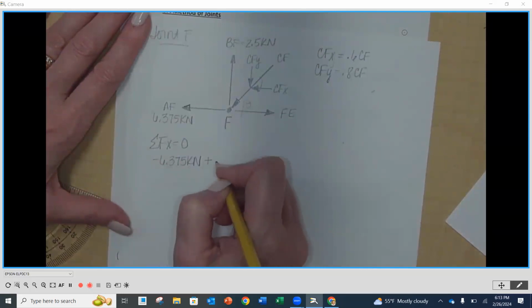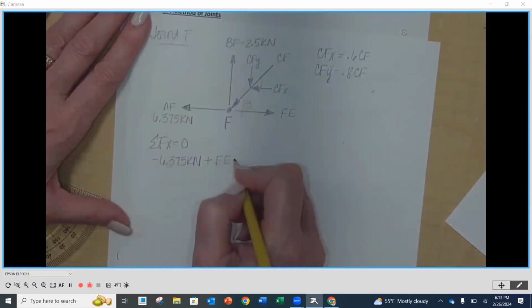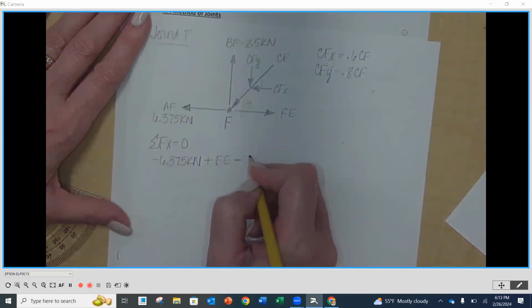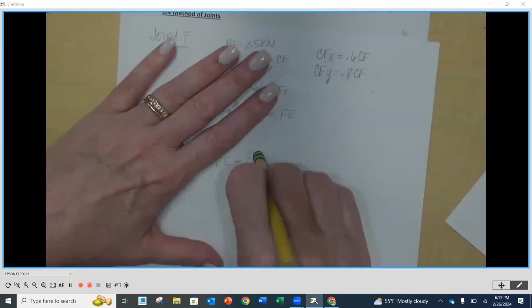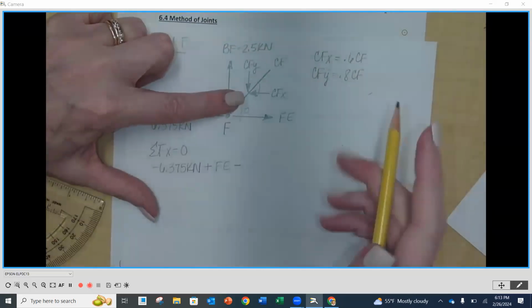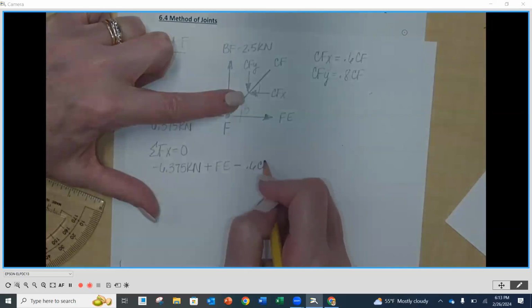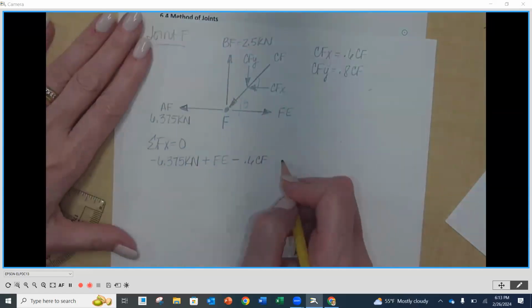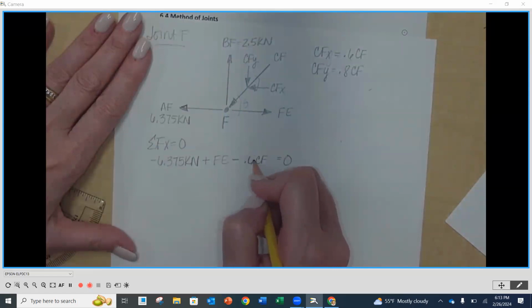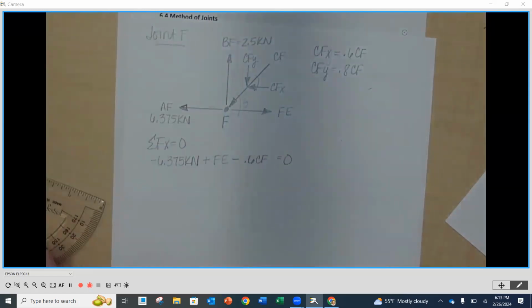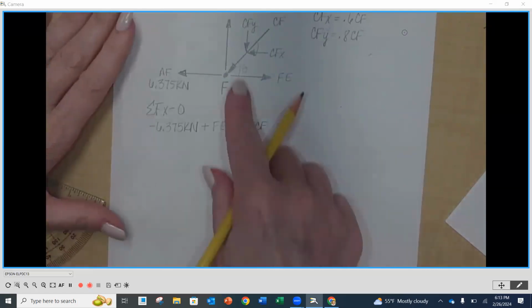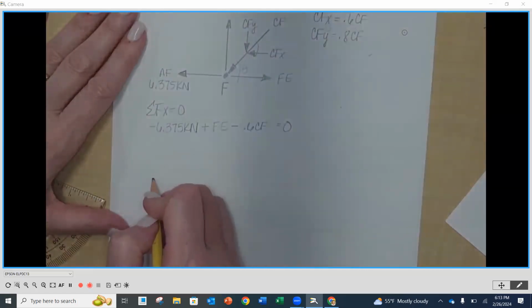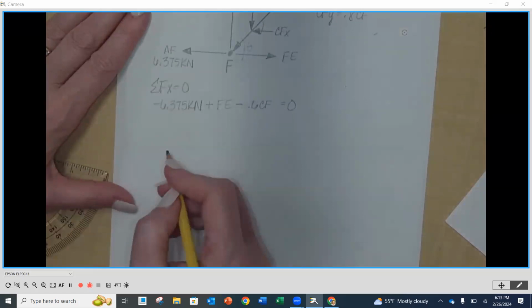A positive FE and a minus, not CFX, sorry, 0.6 times CF, right? Is equal to 0. Now I do have two unknowns here. So I'm gonna just kind of let that sit a little bit. I'm gonna do my Y next. So I'm gonna leave a little bit of room here.